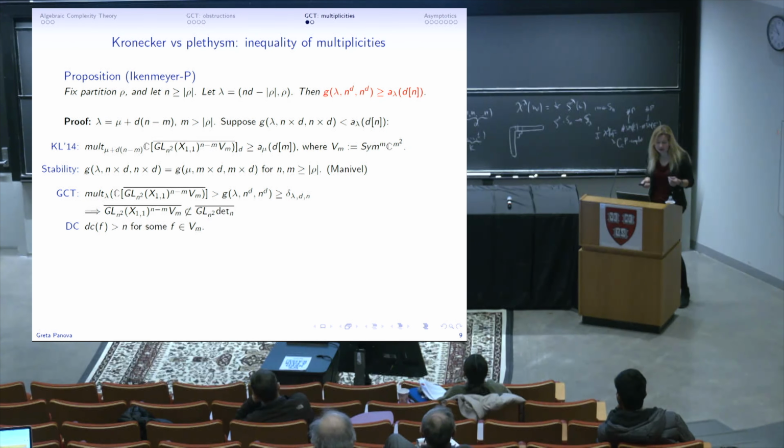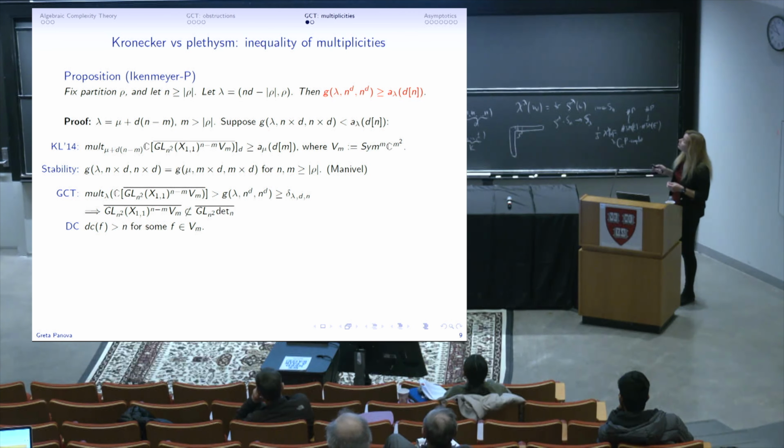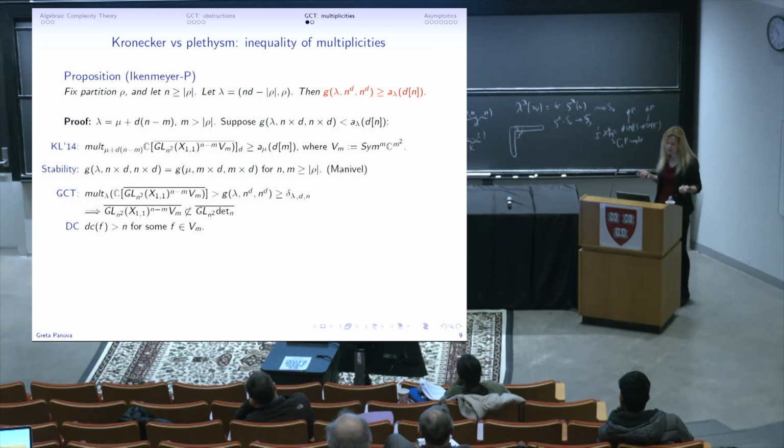So we have this inequality. What does this mean? It means that this space over here is not contained in the orbit closure of the determinant because the multiplicity is bigger there for some partition. And in particular, what it means is that some polynomial here cannot be presented as a determinant of size n of some matrix with affine linear entries, which means that the determinantal complexity of the polynomial is bigger than n for some polynomial f in this space over here.